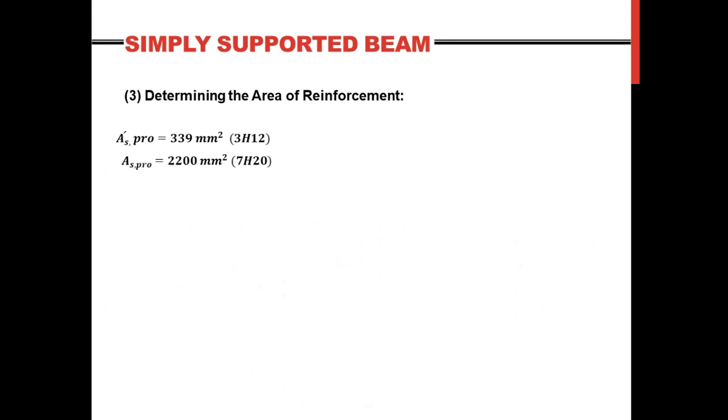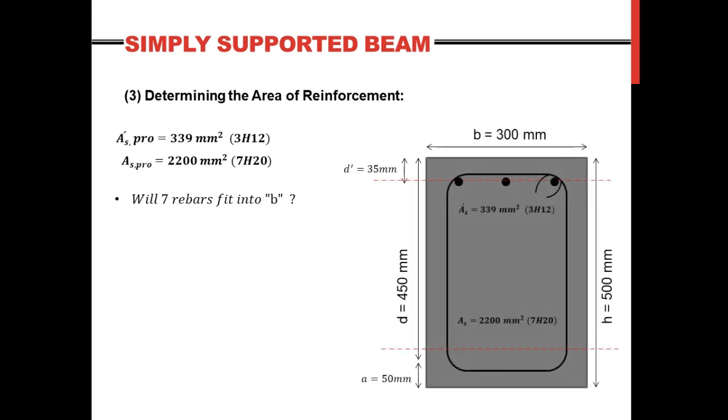Now we carry on, and we'll have to do something here. Just bear in mind that we have the B, and the B is just 300. Now for the compression reinforcement, I guess it's fine. I mean the spacing, I can just put them in one line, and that's totally fine. I have plenty of space here. But when it comes to the tension zone, is it possible that I put 7 rebars in just one row?